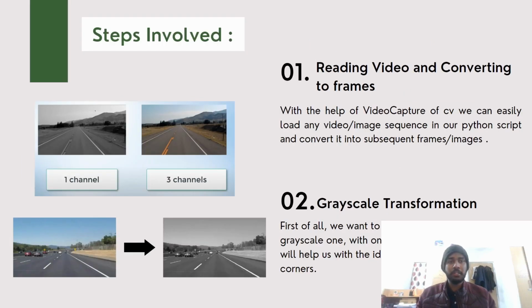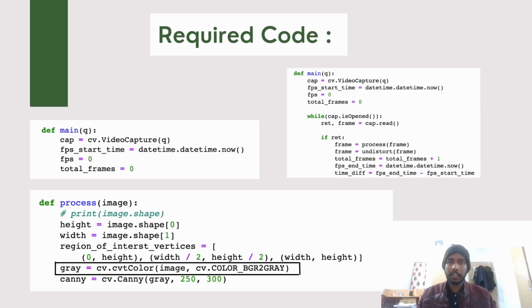Step 1: Reading video and converting to frames. With the help of the VideoCapture function of the OpenCV library, we can easily load any video or image sequence in our Python script and convert it into subsequent frames or images. Step 2: Grayscale transformation. Every image contains three channels R, G, B, with values ranging from 0 to 255. Using grayscale, we can convert it into one channel and hence reduce the computational time of the model very largely. These are the required functions and code snippets from our project.